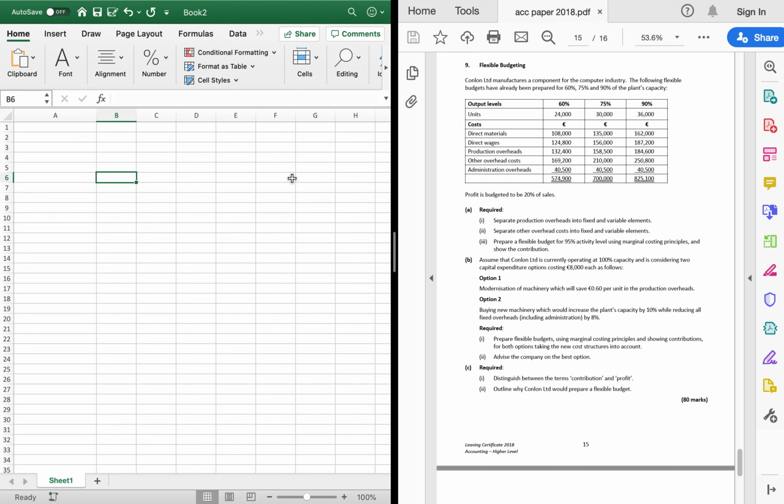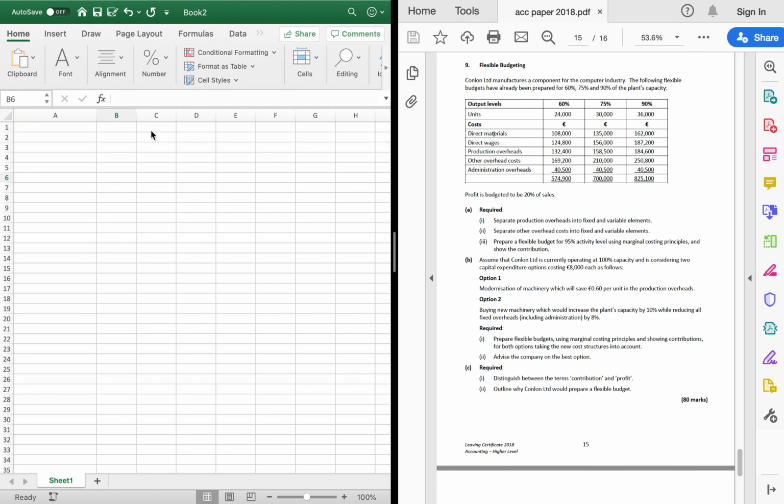This is quite straightforward. Normally the first question is to classify the costs as variable, mixed, or fixed. Direct materials is variable, direct wages is variable, production overheads is mixed, other overheads is mixed, and admin is fixed. A fixed cost is one that's the same at every production level. A variable cost is one that's in constant ratio.